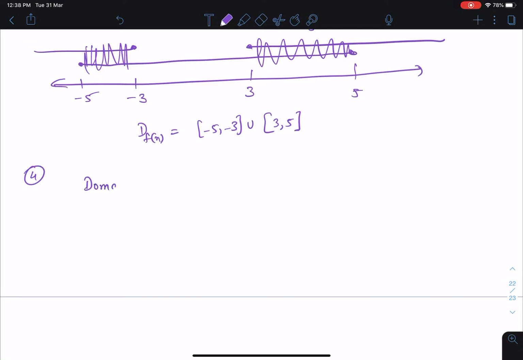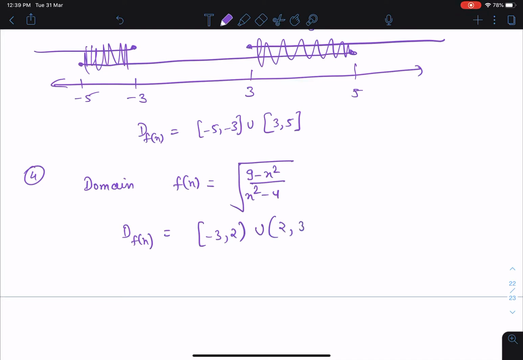Again, you have to find the domain of the function f(x) = √(9 − x²) / (x² − 4). I want you to solve this. The answer for this is −3 to 2 union 2 to 3. I want you to solve this question.